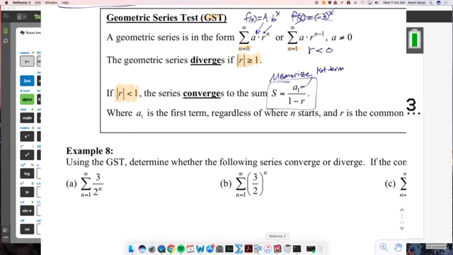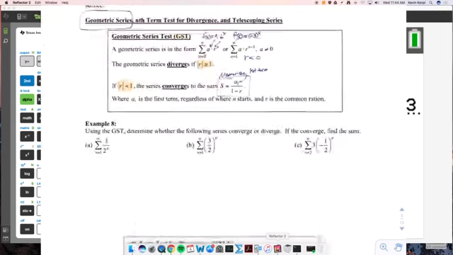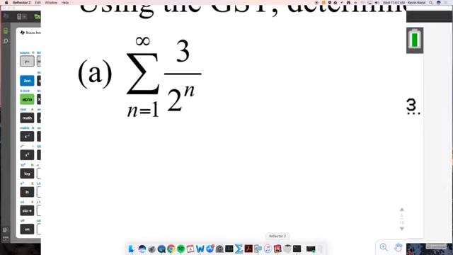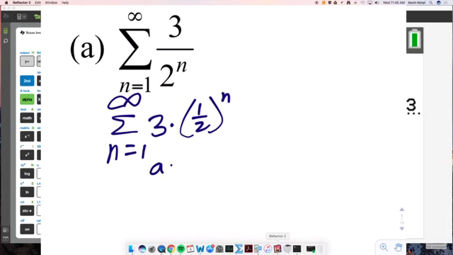All right, very quickly, let's use the GST to determine whether the following series converge or diverge. If they converge, find the sum. All right, so we've already done this one, but let's pretend like we haven't. First of all, is it geometric? Yes. Sometimes it needs a little rewriting. So there's n equals 1 to infinity, if you leave the 3 there, you can write 1 over 2 to the n as 1/2 to the n. And I kind of already showed you why that works: 1 to the n over 2 to the n. So this kind of fits the format of a times r to the n. So it works.